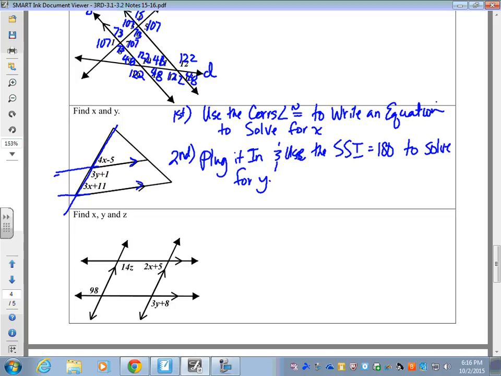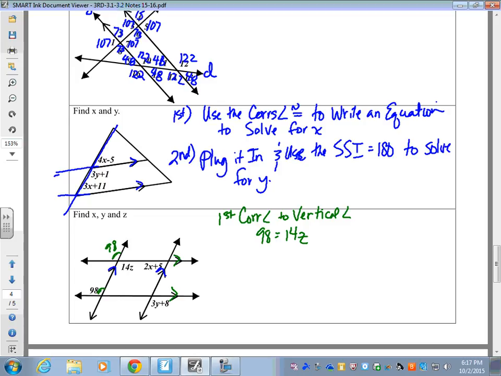Now here we have two sets of parallel lines. We have this set here, and since they're both intersecting each other, they become transversals for the other set. So if I go back and use corresponding angles, 98 corresponds to right up here, 98, and now I see vertical angles. So you can first use your corresponding angles to vertical angles and get that 98 equals 14z and solve for z.